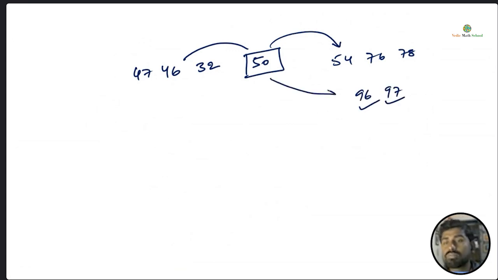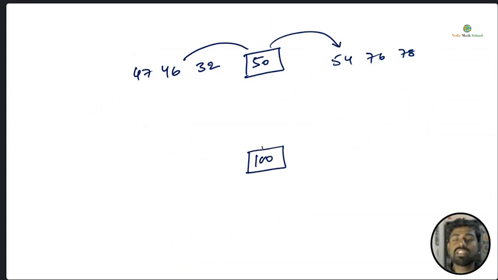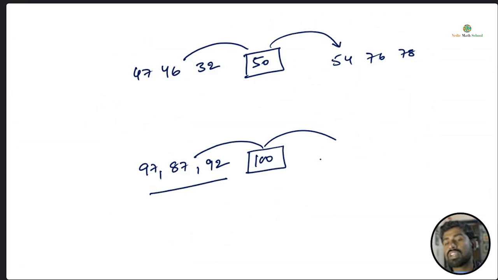But because the difference from 50 is very high when you take 97 or 96, we will take a different base, that is 100. In that case, we again have two cases. One is numbers like 97, 87, 92, and the second type is numbers like 107, 114, 207. Similarly, you may say, sir, 198 is also greater than 100. Yes, but it is nearer to 200.